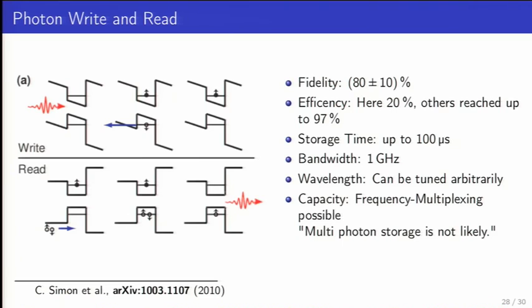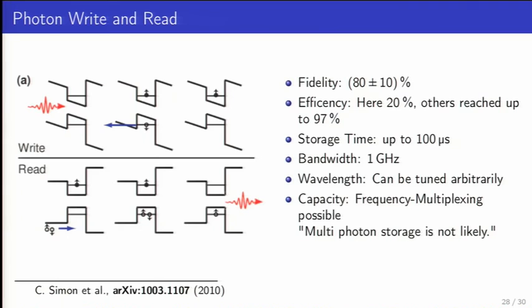In this paper, they mentioned that their fidelity was around 80%, plus minus 10, and they had only an efficiency of 20%, but others reach about 97%, which is a very high value, of course. The storage time is about 100 microseconds, and I recently read a paper, or at least an abstract, where they stored a photon for about 39 minutes, so it's probably a long enough storage time.